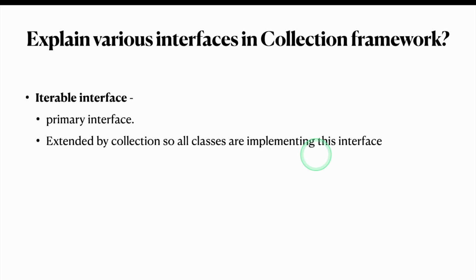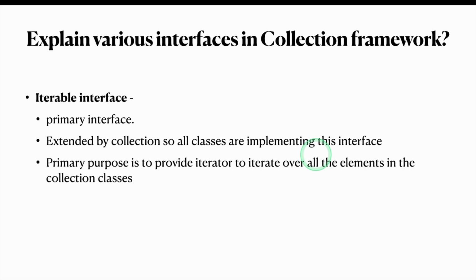First comes the Iterable interface, which is the primary or the main interface, extended by Collection, so all classes are implementing this interface. The primary purpose is, of course, to provide an iterator to iterate over all the elements in the collection classes. The ability to iterate over all the elements is there because we need to implement this Iterable interface, and all the collection classes implement it by default. There is only one abstract method, iterator.